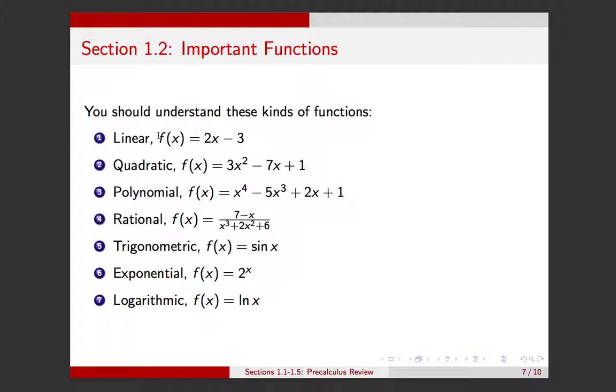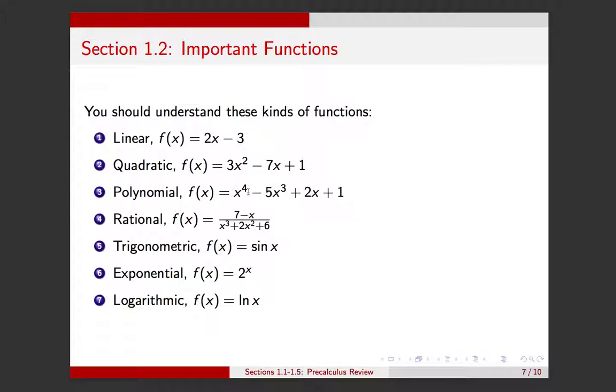Linear functions, you should know these. You should recognize them as such. You should be able to graph them. You should know what they look like. Quadratic functions with an x squared in them, right? Again, you should feel comfortable with these dudes. You should be able to graph them. You should have a good feel for them, right?